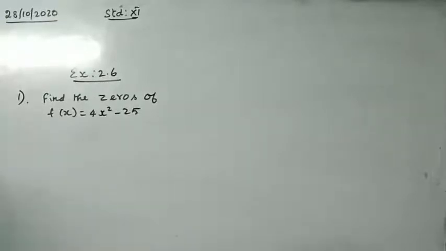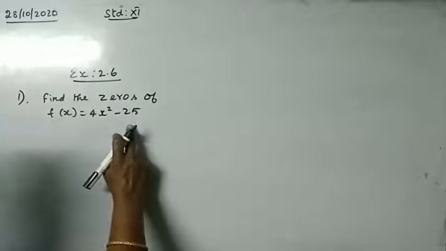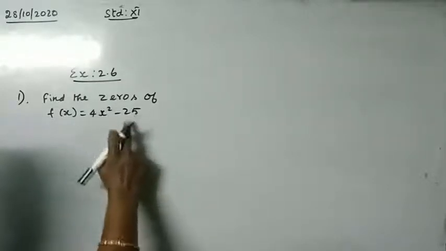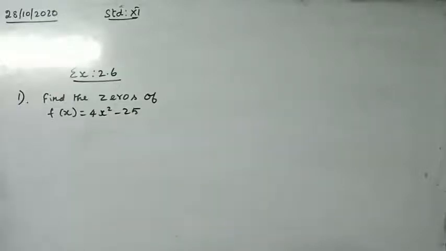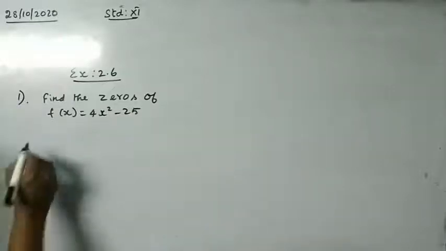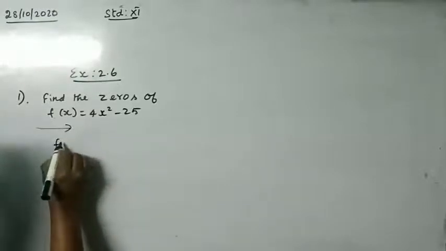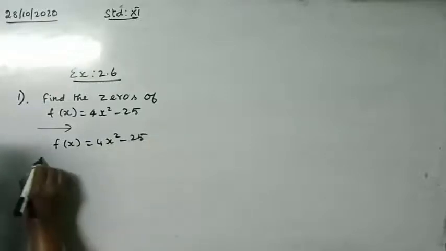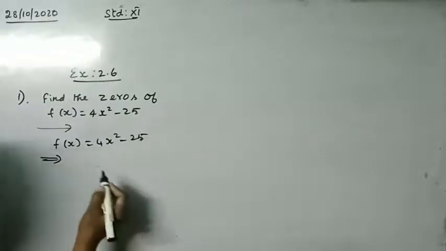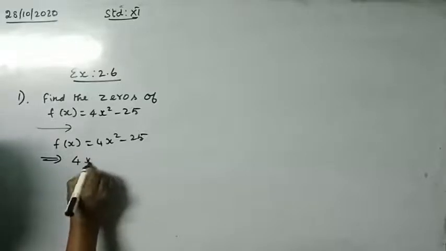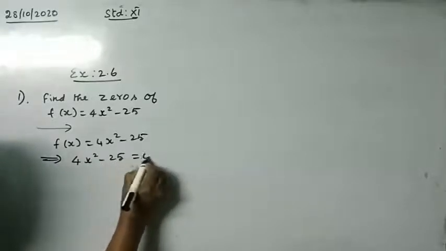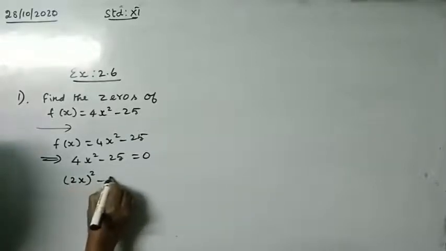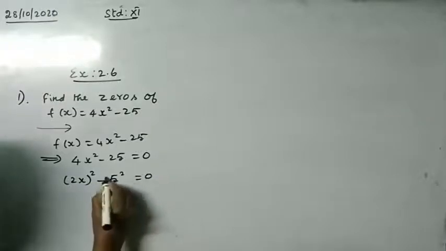Zeros means the roots of the equation. If a number satisfies the equation, that is, if the polynomial becomes 0, then that number is called the zero of the polynomial. So to find the solution, let me take f of x is equal to 4x square minus 25. This is a polynomial. If I take it as an equation, it is 4x square minus 25 is equal to 0. And this can be written as 2x the whole square minus 5 square is equal to 0.